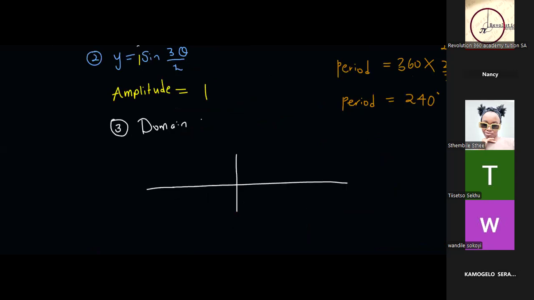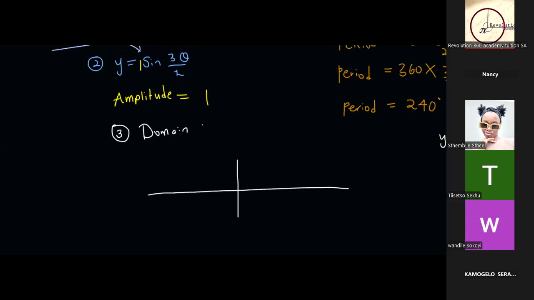Is the amplitude always 1, or does it change? The amplitude is not always 1, it can change. In this case, if I give you the graph y is equal to 2 sine of 3 theta all over 2, it means this 2 is going to be the amplitude. Now let's continue.